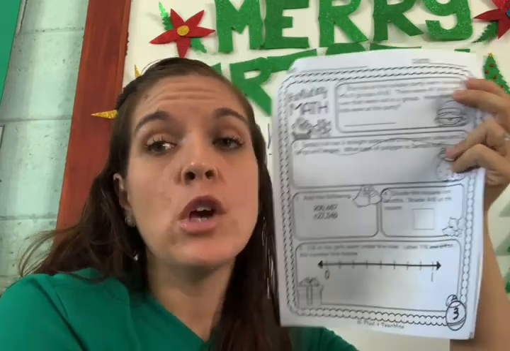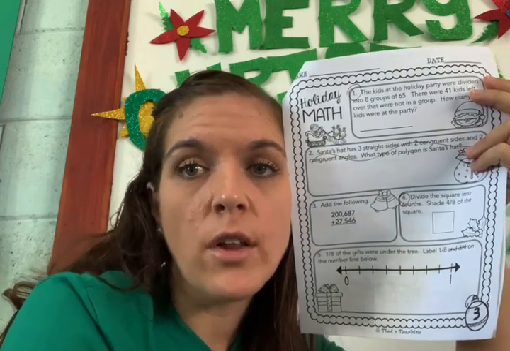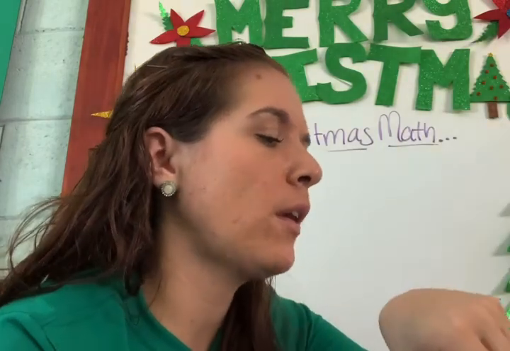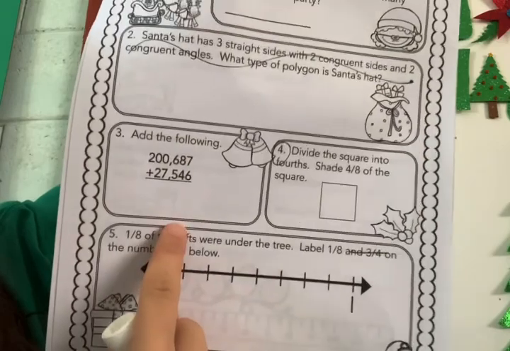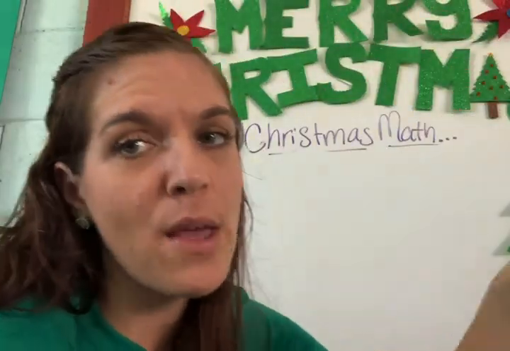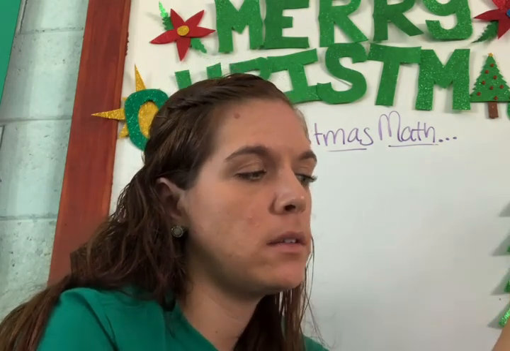And then you need to color how many? Safir, how many do you color if it's 4/8? 4. Okay, good. That's what you do there. Then on this one right here, all you need to do is show me where 1/8 is. Where is 1/8 on the number line? Okay, on the number line.